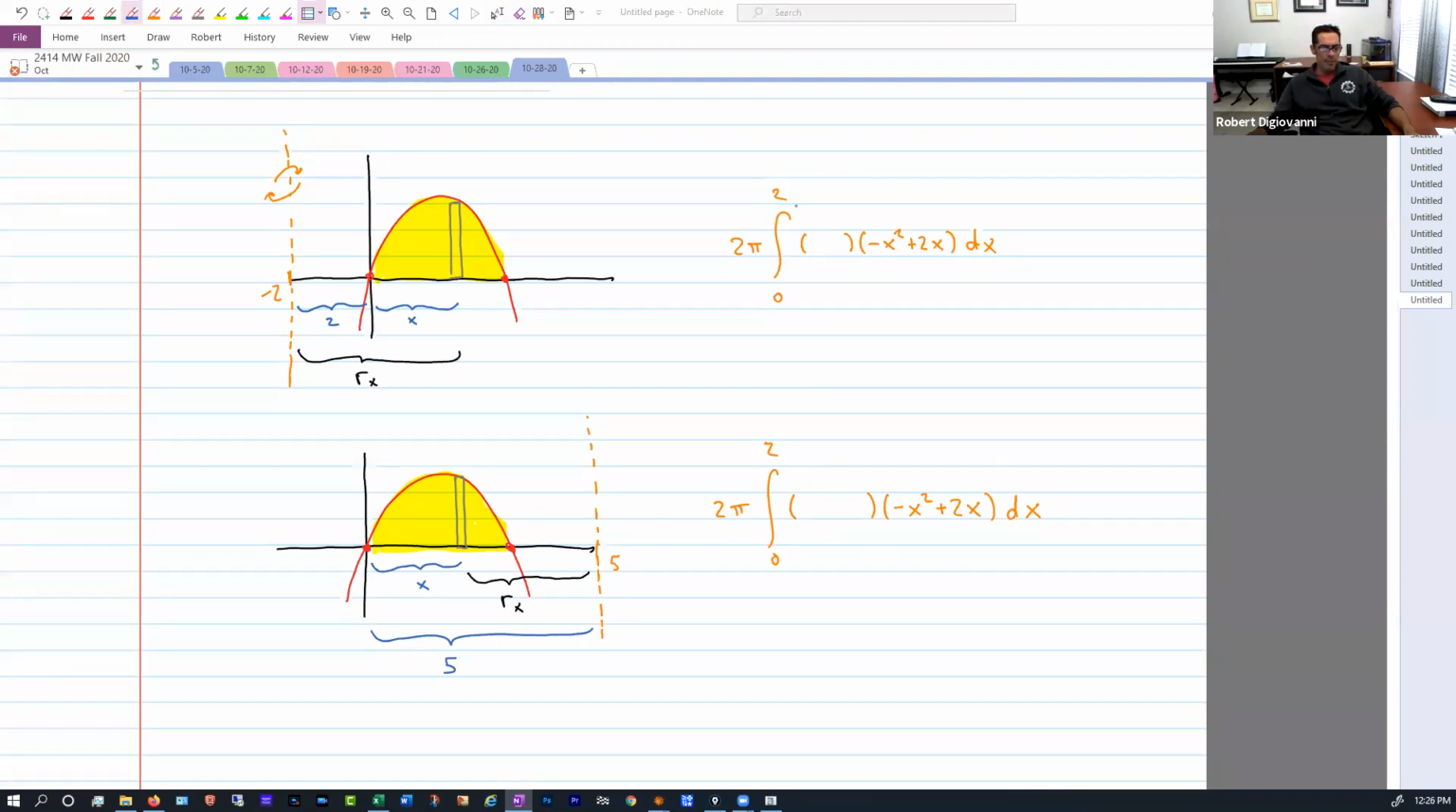Okay. So I didn't check in on the groups, but hopefully you got your pictures set up something like this. On the first one, your axis of rotation is x equals -2. You still can't use horizontal rectangles, so you have to stick with vertical. So you're going to use shells. You know the formula is 2 pi integral a to b, you know it's top minus bottom dx. The question was this radius, this x. That's the distance from the axis of rotation.